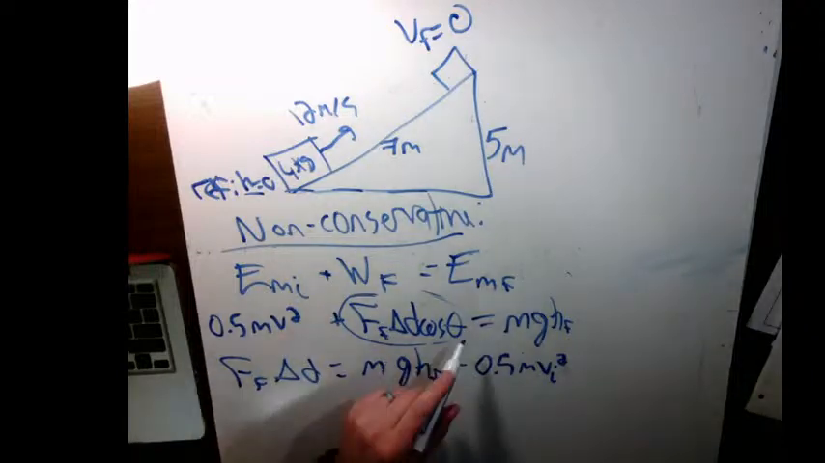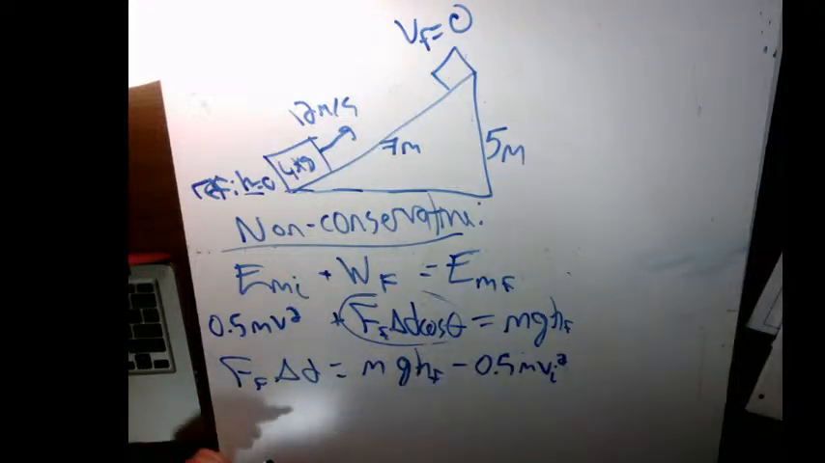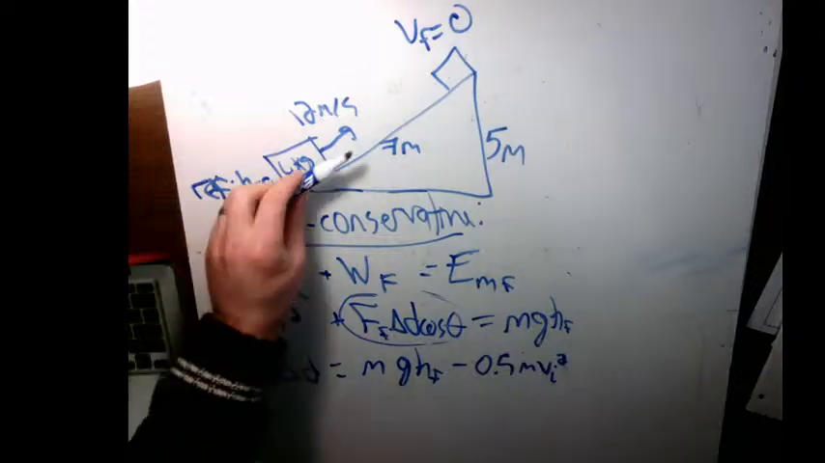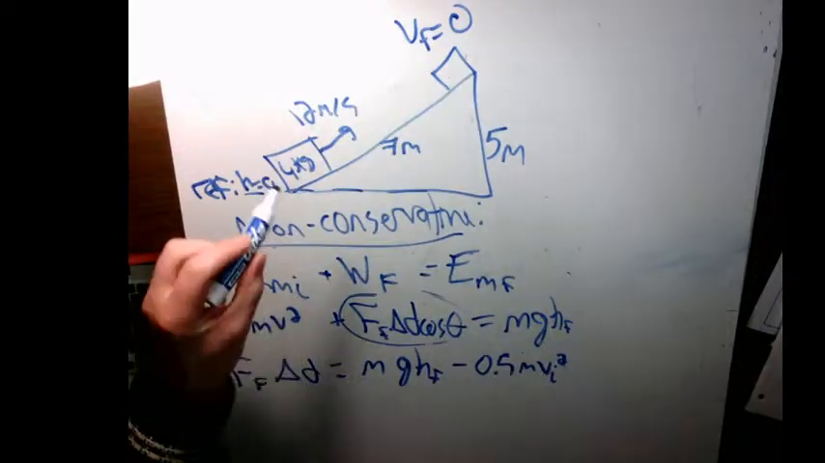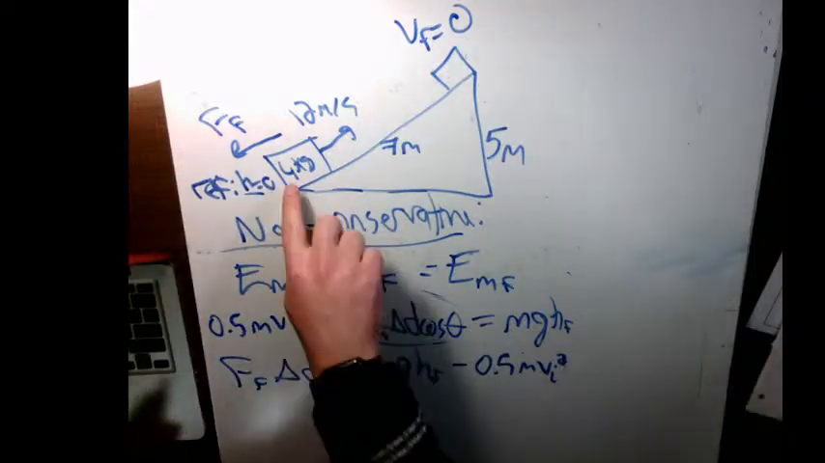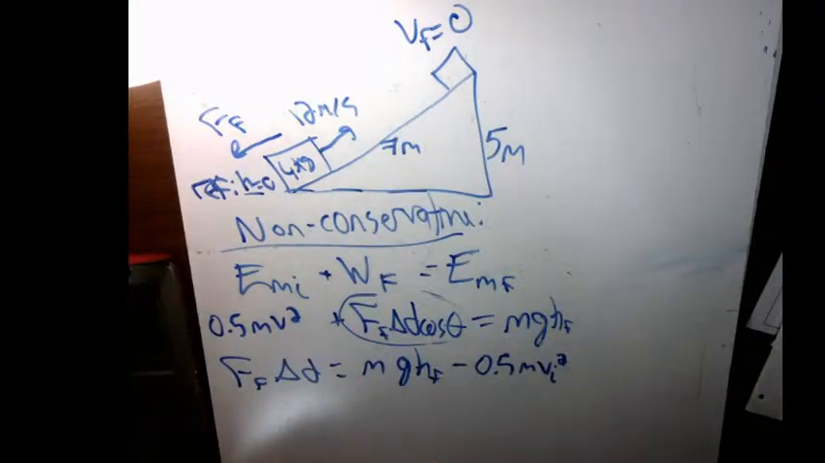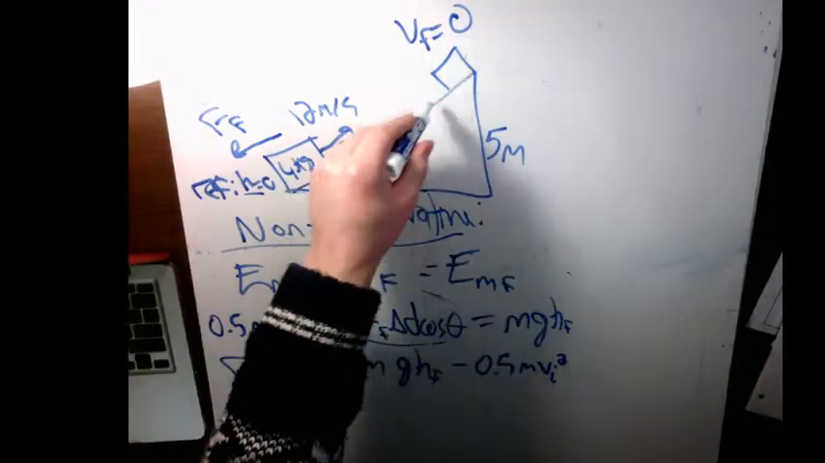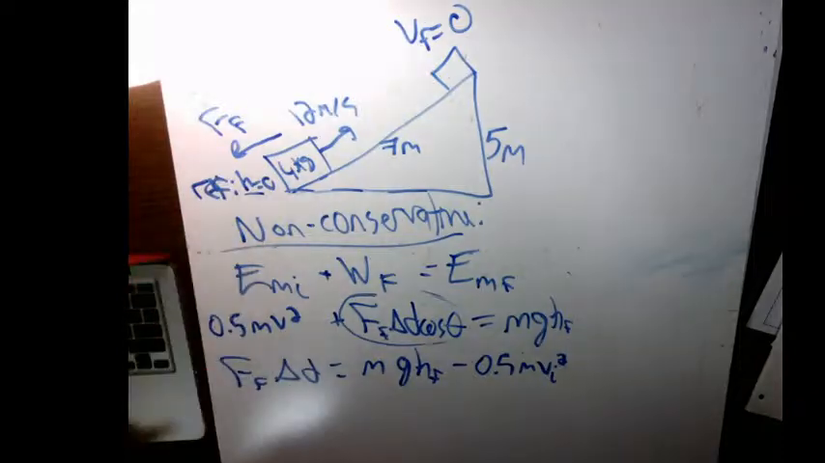And you see that I dropped the cosine because we're working parallel. The force of friction will be parallel to our displacement. We're going to travel straight up the incline, and the force of friction is always parallel to the surface.